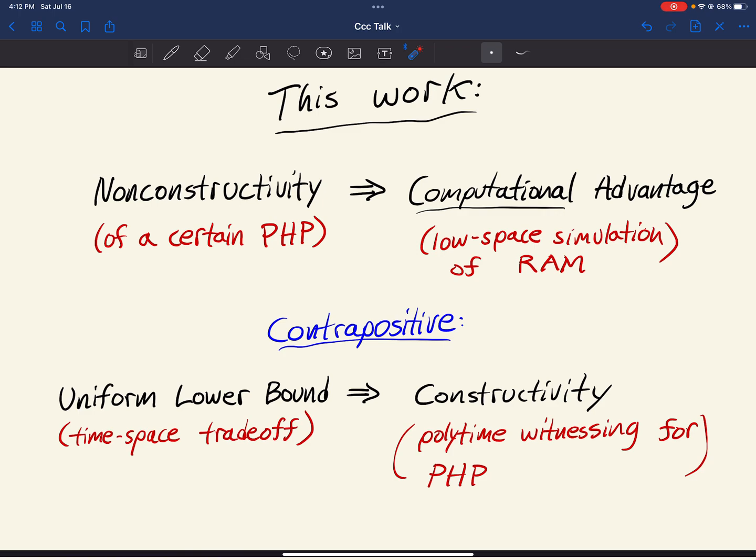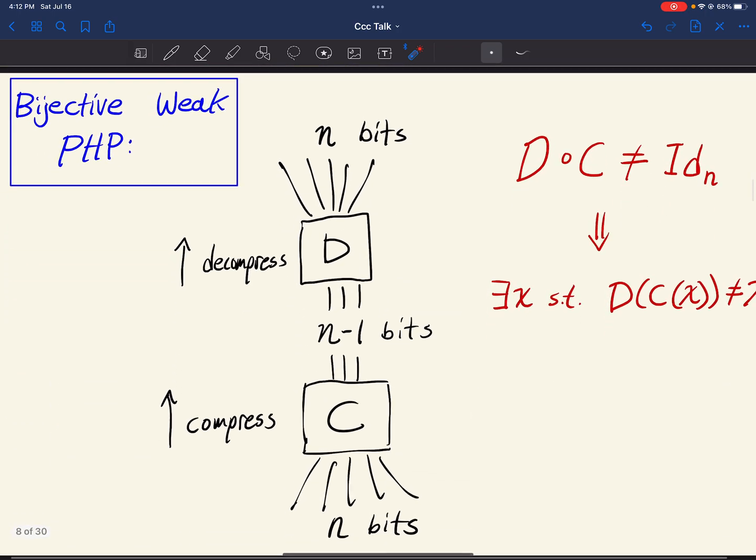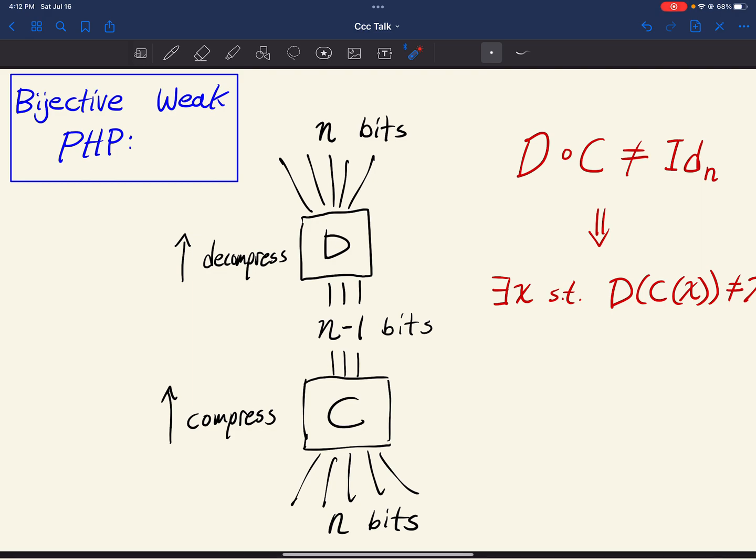Perhaps the most interesting way to look at this is by contrapositive, where we're going to show that if we assume a uniform lower bound, in particular a time-space trade-off, this is going to imply the constructivity of a certain pigeonhole principle, which we can view as a derandomization of a natural search problem in TFNP. The problem we're going to look at is what we can call the bijective weak pigeonhole principle. This principle tells us that if we have a function from n bits down to n minus 1, we'll think of this as a compressing function that compresses n bits down by 1 bit.